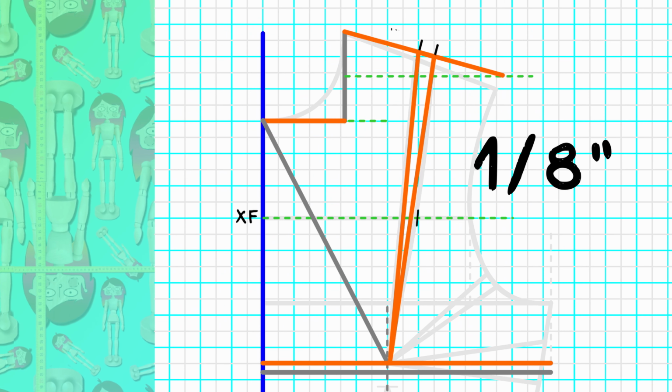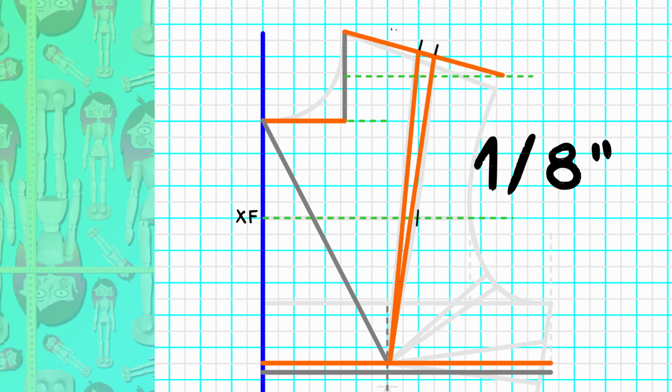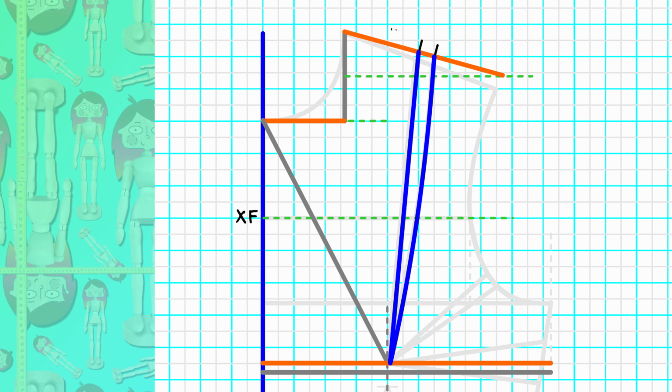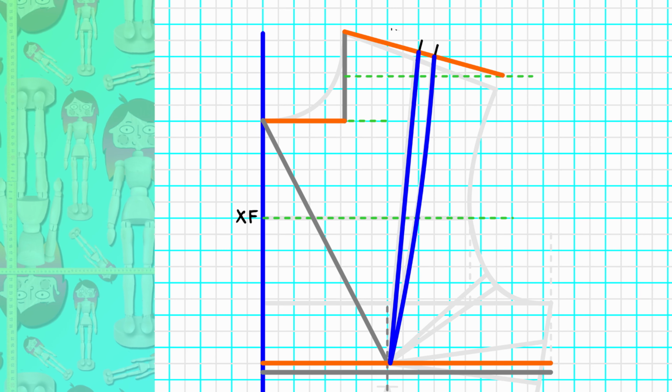Mark 1/8 of an inch on your cross front guideline and draw a curved line from the shoulder to the high figure point. Voila!